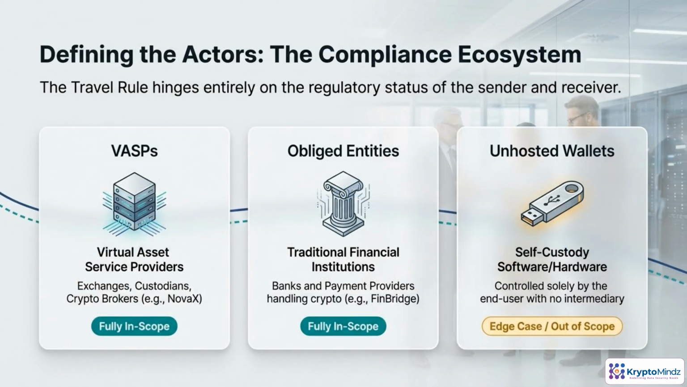When regulators talk about the travel rule, they're really focused on who sits at each end of the transfer. On one side, you may have VASPs like NovaX. On another, you might see traditional banks like Finbridge. And then there are self-custody wallets, which usually sit right at the edge of current regulation.